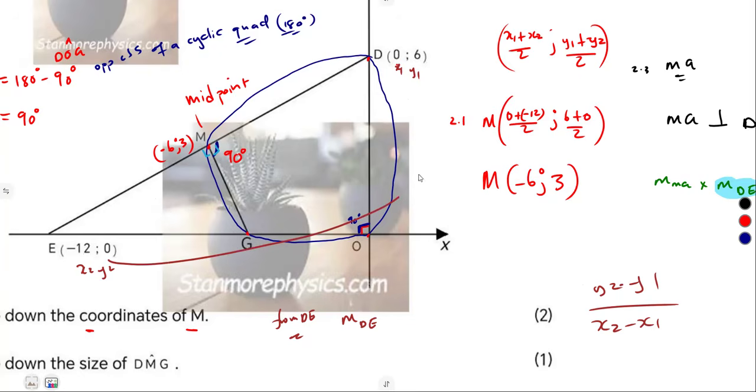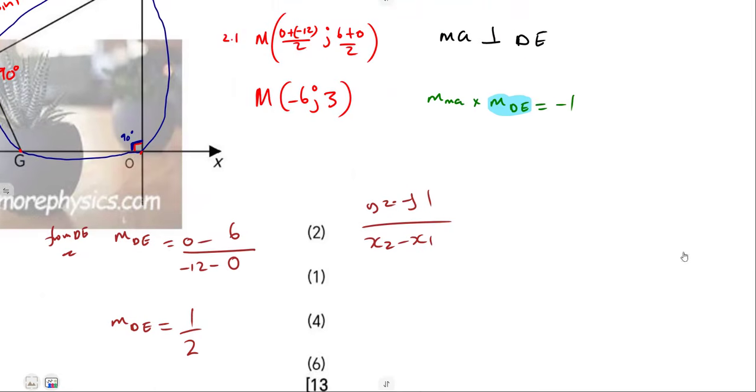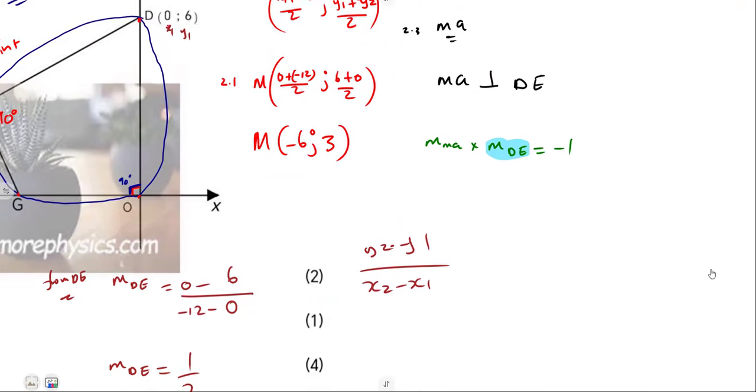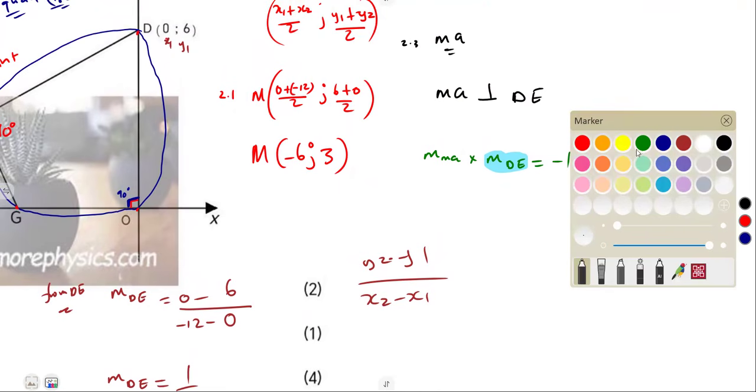So y2, that's 0 minus y1, 0 minus 6, over x2 minus x1, which is 12 minus 0. So that was going to give us the gradient of the line DE. And from your calculator, you were going to obtain 1 over 2. So using that gradient here, we can find the gradient of MG, the one whose equation we need.